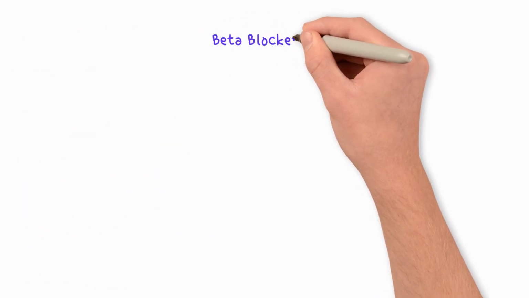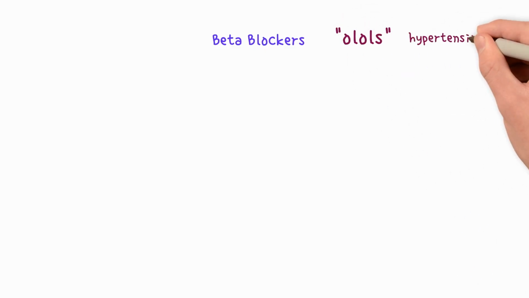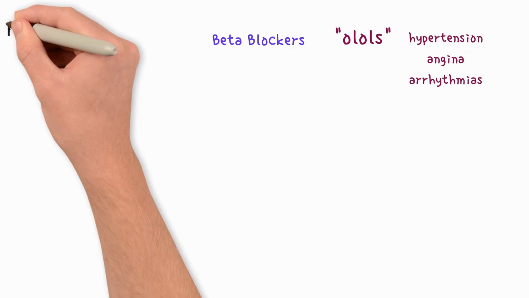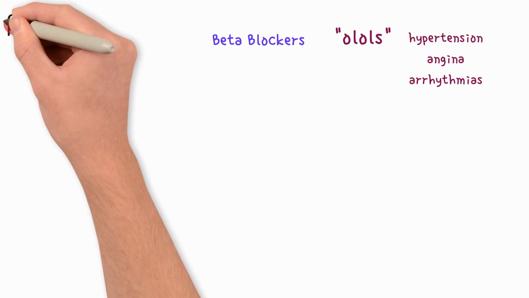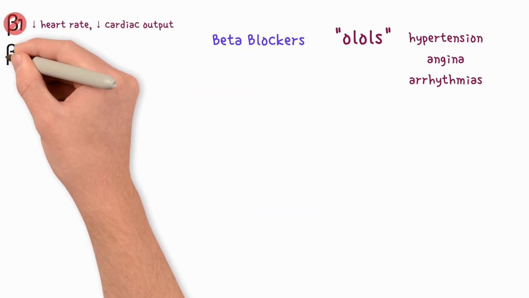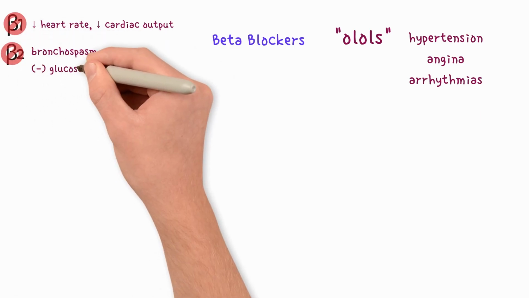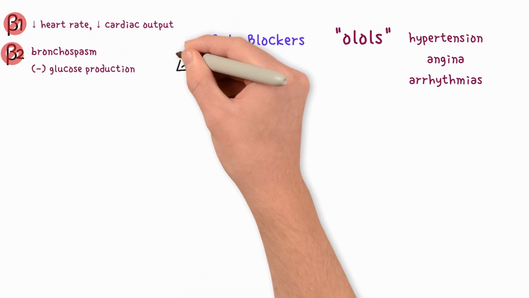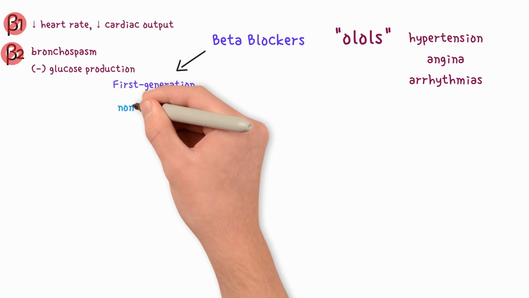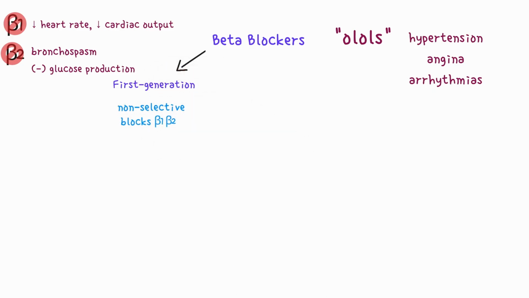Section 3. Beta blockers. Known as the Olols, these are used for hypertension, angina, and arrhythmias. Blocking beta-1 leads to decreased heart rate and cardiac output. However, blocking beta-2 in the lungs and liver can cause bronchospasm and the inhibition of glucose production. Beta blockers are classified into generations. First-generation drugs are non-selective, blocking both beta-1 and beta-2.